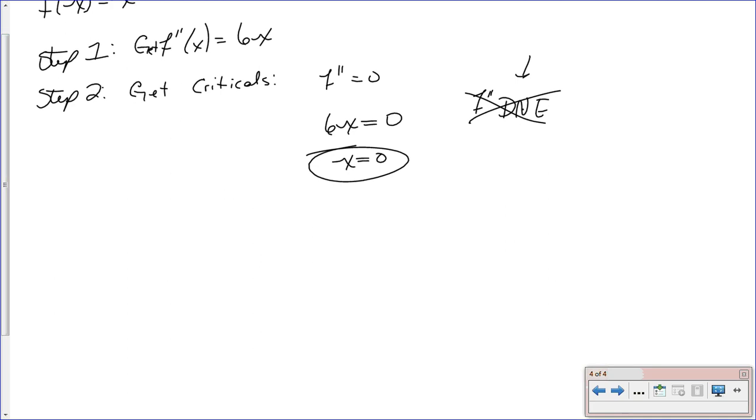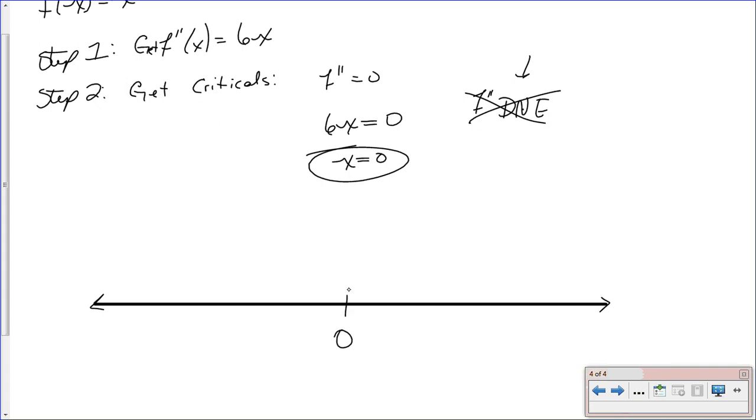All right, so now that we have f double prime, and it actually has a variable in it, and we found a critical value. Critical value is x equals 0. Let me star the critical value. Now we need to try a point on this side, and a point on this side, just like we were doing before.